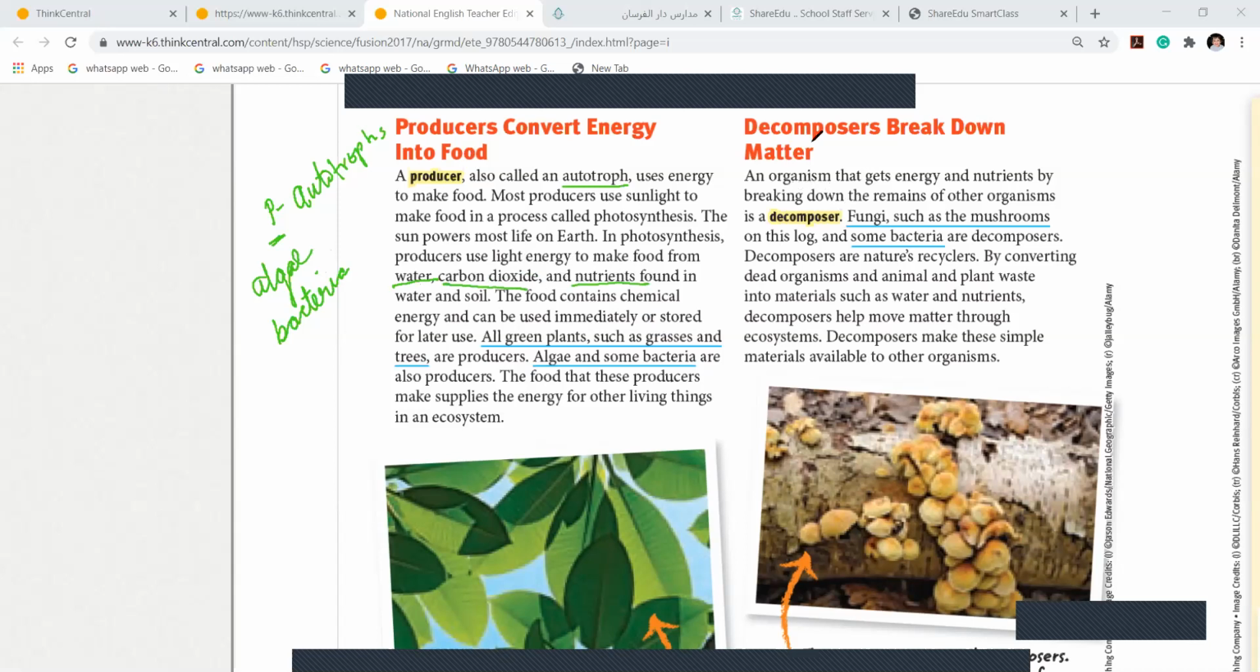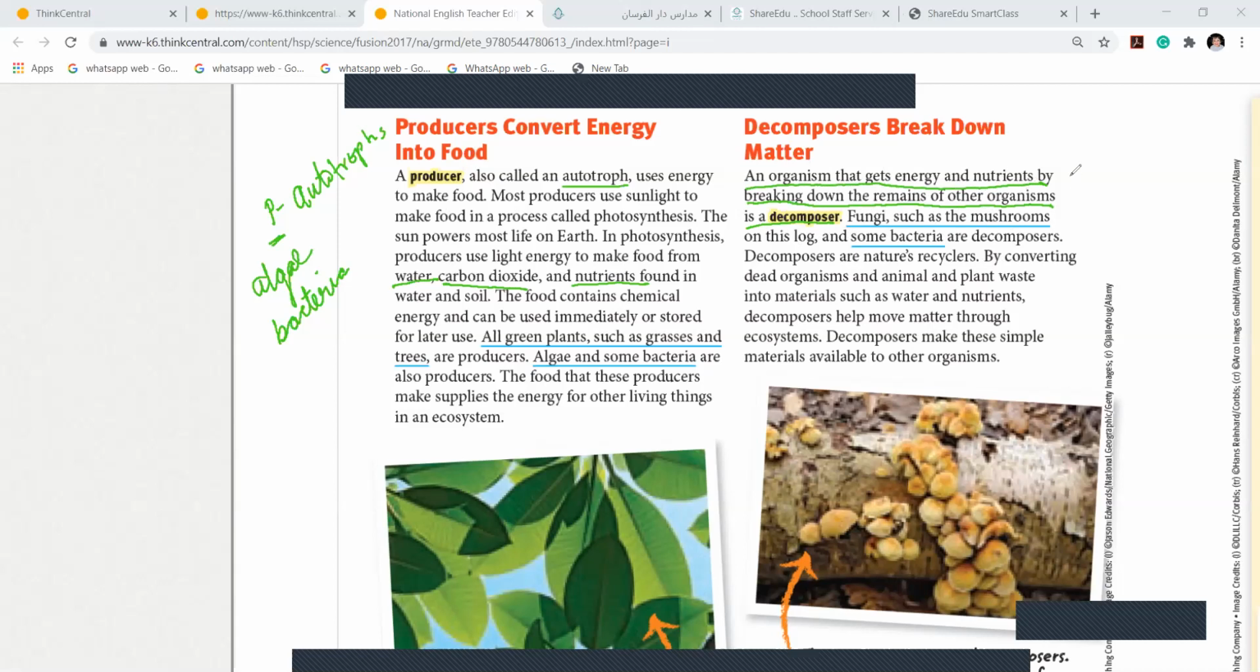And here, what are decomposers? This part, few of you who don't know decomposers will need more attention. A decomposer is an organism that gets energy and nutrients by breaking down, listen to this, the remains of other organisms. It doesn't matter if it is alive or dead. It breaks down the other organism through chemicals, girls. Fungi such as the mushroom on this log and some bacteria are decomposers. Examples of decomposers: mushroom, bacteria. Examples of producers: plants, trees, and of course algae, bacteria.